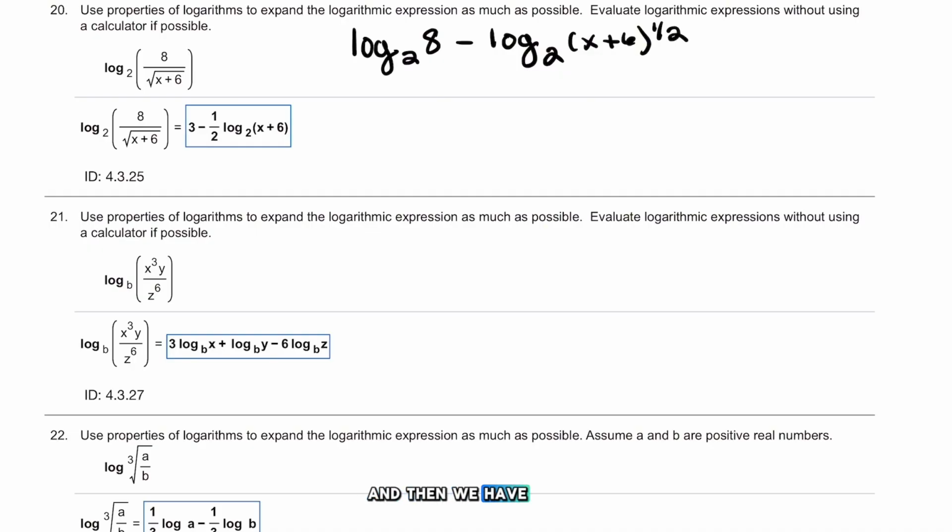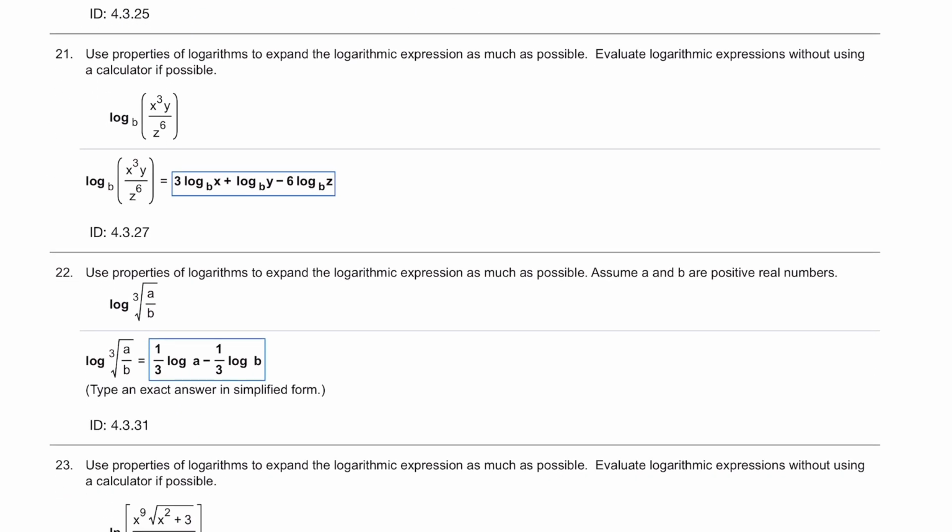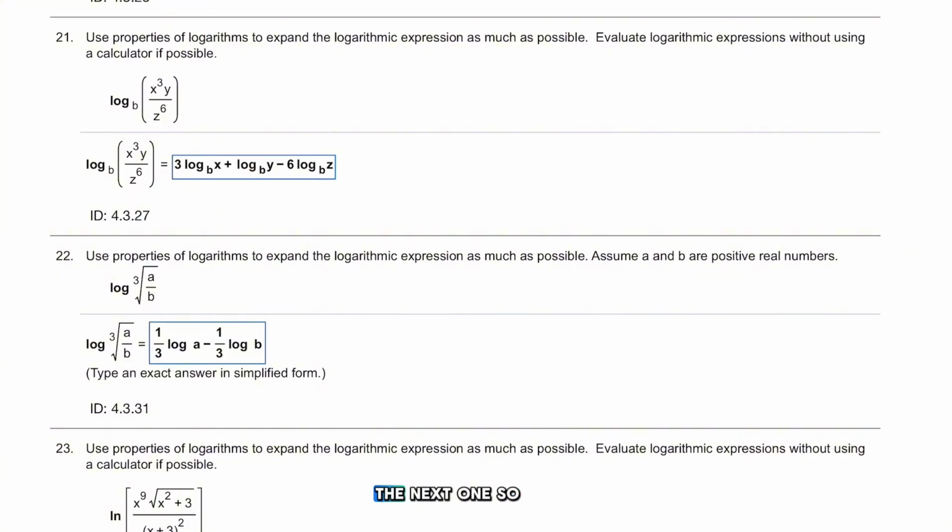And then we have log base 2 of 8. So 2 to the third equals 8. So that leaves us with the 3. And then the rest, you just use your properties. And then on to the next one. So we have multiplication, we have an exponent, and we have division. So just separate accordingly.